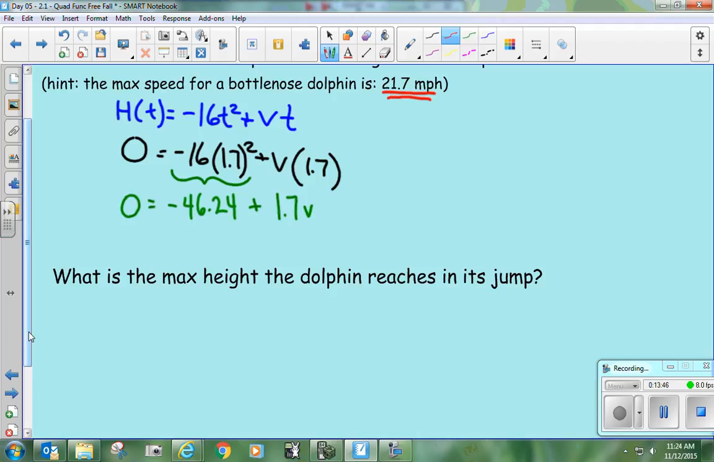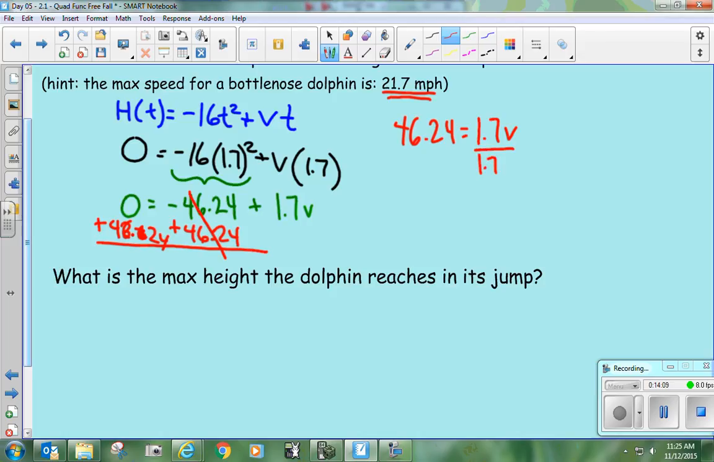Right, correct. We're going to add 46.24 to both sides. So I now have 46.24 equals 1.7 v. I divide by 1.7, right? So, Duncan's velocity was what? Give me one decimal place. 26.7, and that's feet per second.